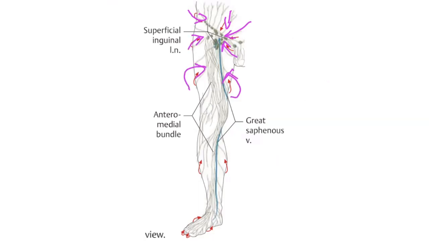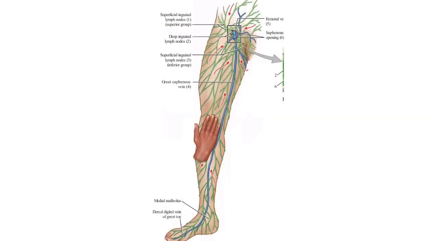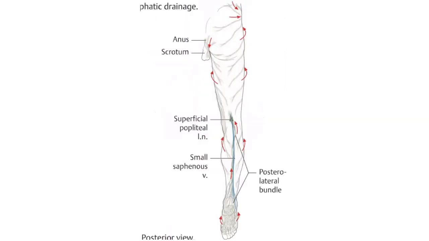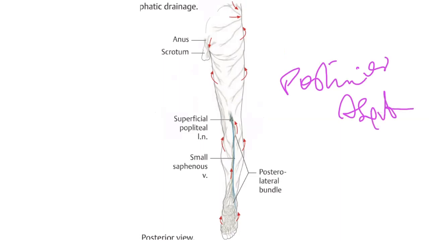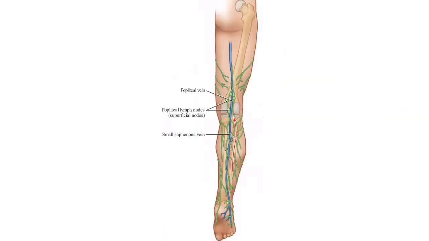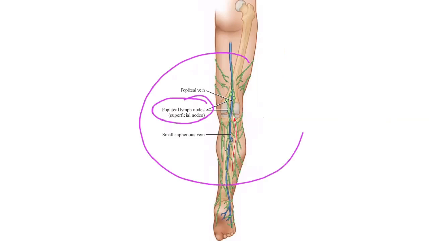Observe the direction, like the palm of your hand, into the different lymph groups. Again, this is the posterior aspect. Okay, these are the popliteal lymph nodes in the posterior aspect.